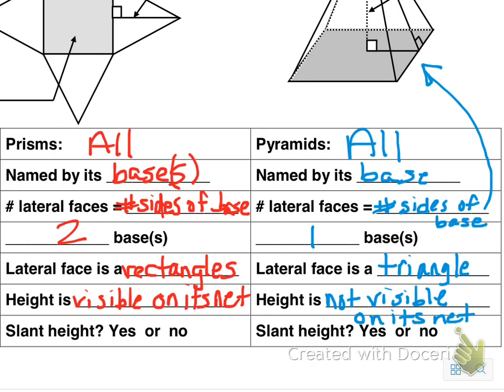Okay. And then the last question: is there a slant height on a prism? No, because if you go back and look at all the shapes folded closed, there's no slant height. Is there a slant height on a pyramid? Yes, and that's what we're going to start studying in just a moment.